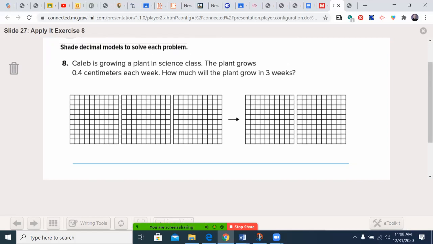Be the last one. Caleb is growing a plant in science class. Plant grows 0.4 centimeters each week. By the way, we call that 4 millimeters. How much will the plant grow in 3 weeks? Go ahead and pause the video, find your answer, and come back and let's see how you did. You may pause the video now.